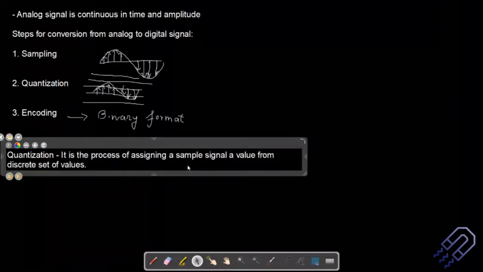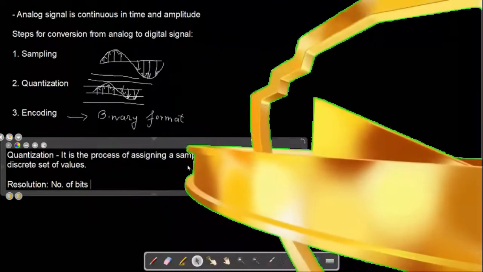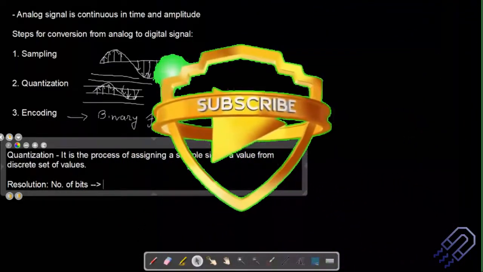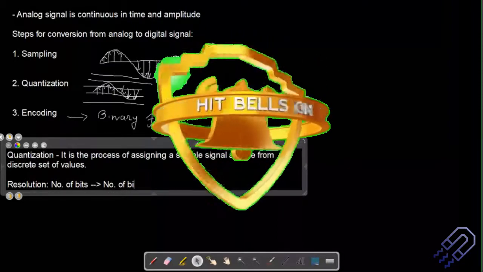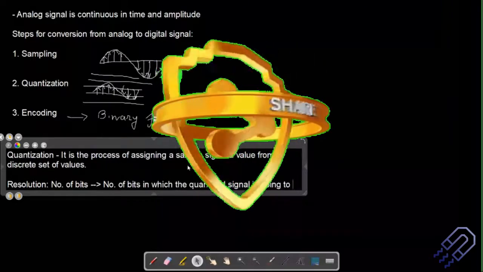So you've got a number of values, and analog is more or less continuous, but when we talk about quantization, we're talking about discrete values. Some values will be missed out. If some values are missed out, we need to understand the term called resolution. Resolution has to do with the number of bits. The more bits, the more information that can be stored. In general, it is the number of bits in which the quantized signal is going to be represented.